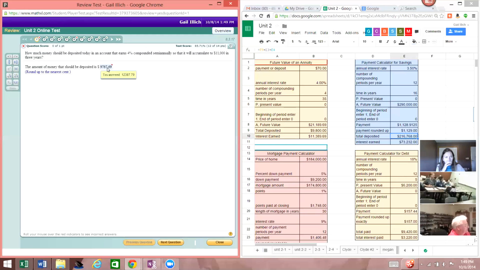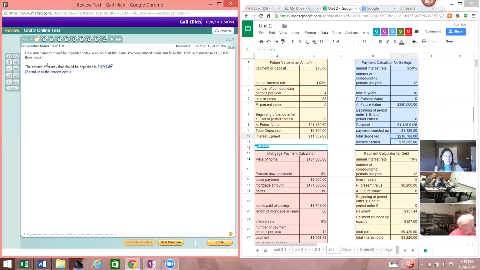Wow. See what happened? How much money should you deposit in an account today that earns 4% compounded semi-annually so that it will accumulate to $11,000 in 3 years? I don't think I read this one right at all. I could have sworn it was a different one. Fortunately, we have this recorded, so we could look back at it. Wow, how cool to miss the first one. People, I don't even know if I can post the recording now.